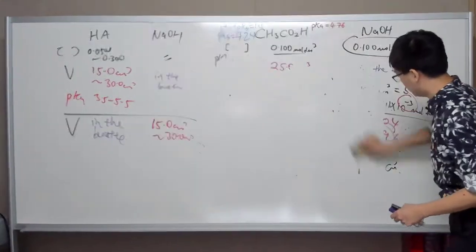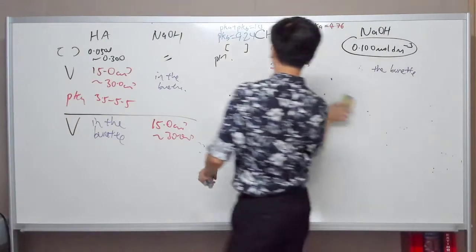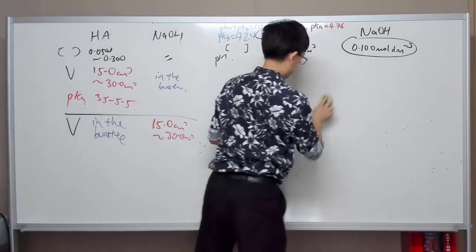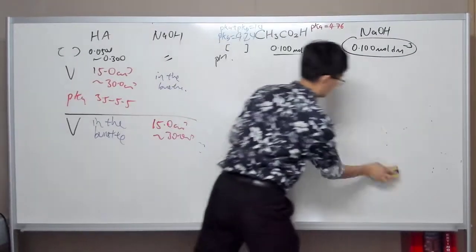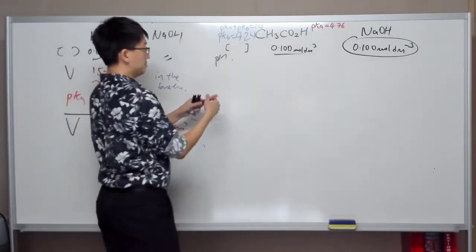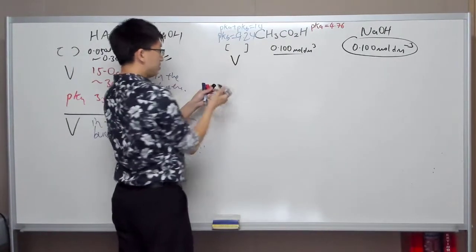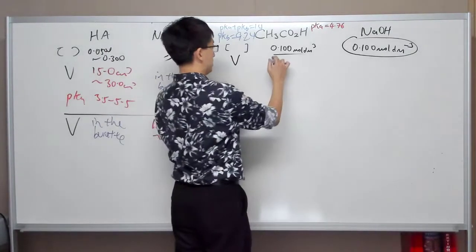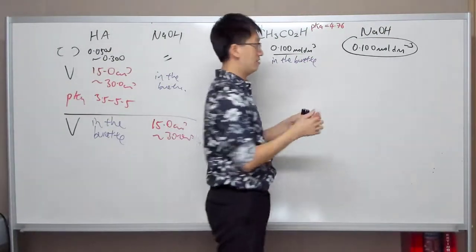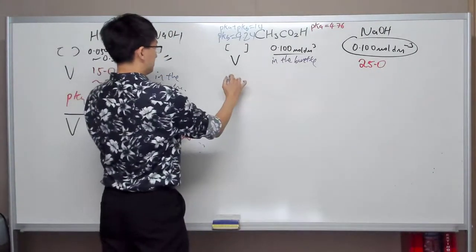If you want, you can pause the video for now so that you can look at the answers later. Just check your answers. Okay, so I'm going to do the same thing. I'm going to write down the volume. So I'm going to put ethanoic acid in the burette, and then sodium hydroxide in the conical flask. That will be 25.0. And then of course the pH curve will look like this.